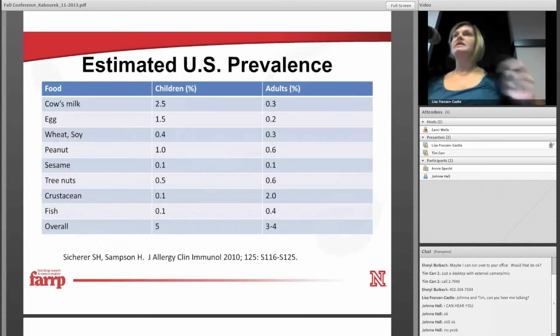This is the estimated US prevalence of food allergies, broken down per food. You'll see children are more affected with cow's milk, egg, wheat, soy, and peanut. And then adults, generally, you'll see more seafood, fish, and peanut and tree nut allergies.